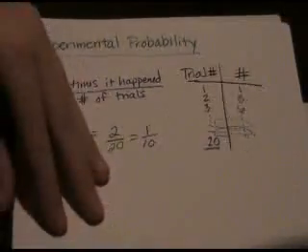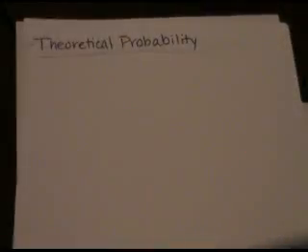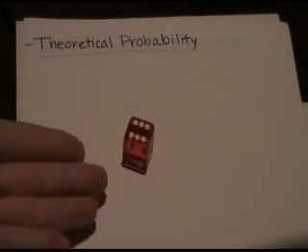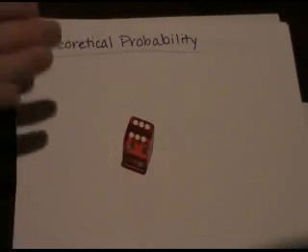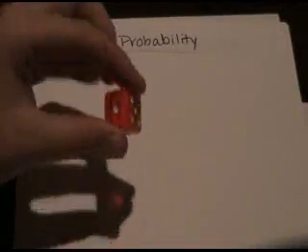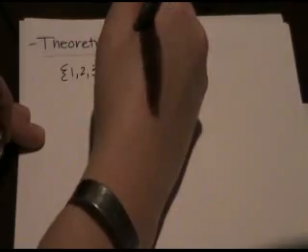Alright, so theoretical probability, your very first job is to take whatever you're looking at. So let's go back to our number cube. And to come up with the sample space for that particular situation. So let's say our goal here is to roll this number cube. Well, the sample space is whatever the possible outcomes are. And on a number cube, the possible outcomes are rolling a 1, 2, 3, 4, 5, or a 6.